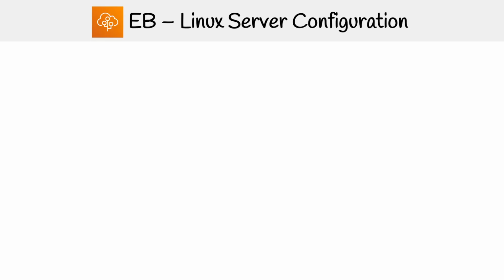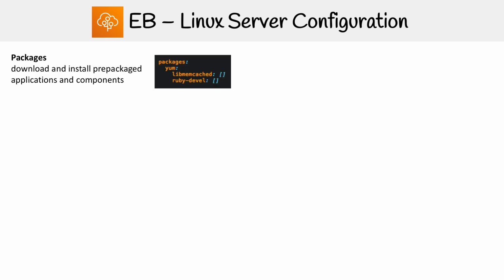So now we're going to take a look at Linux server configuration. There is one for Windows server configuration, but I think we only need to really learn one here because you can pretty much apply this to both, and that'll be good enough for our studies. So the first thing you could configure is being able to download packages. So here I have Ruby, or we have Memcache.